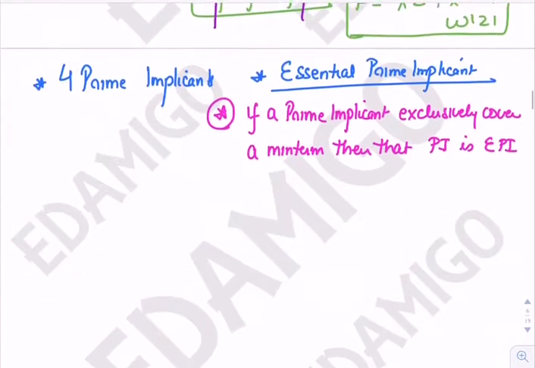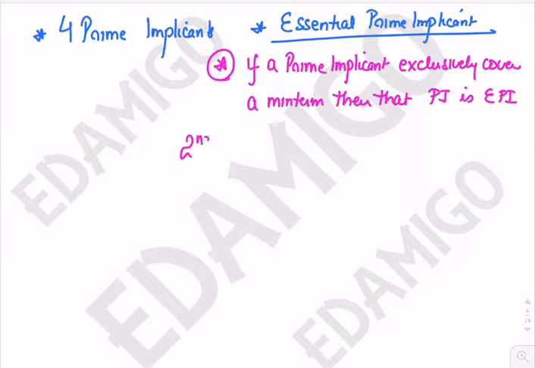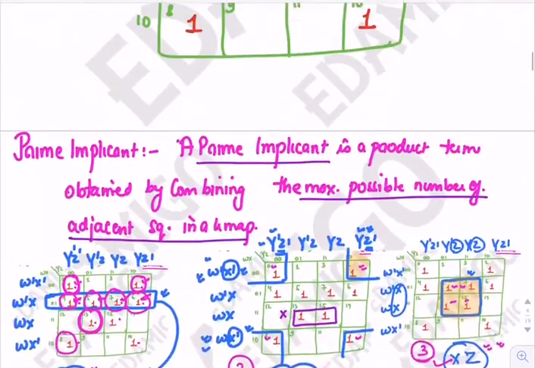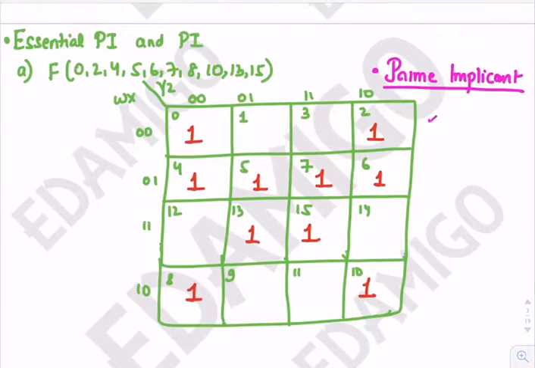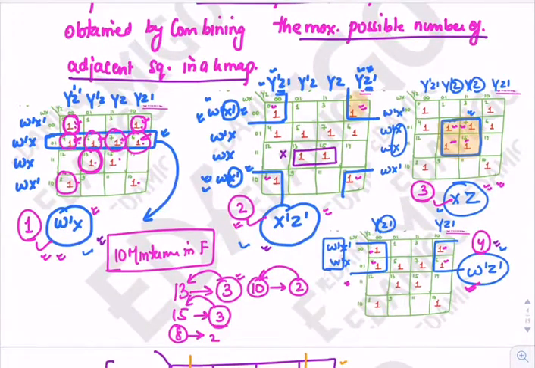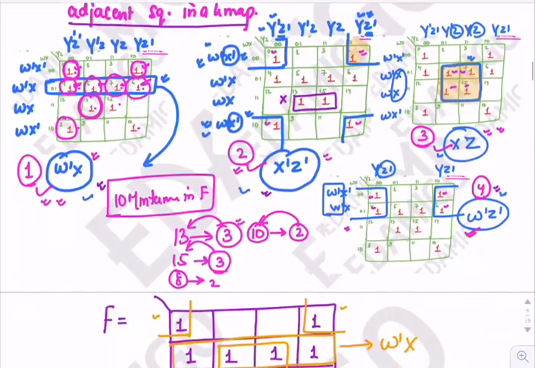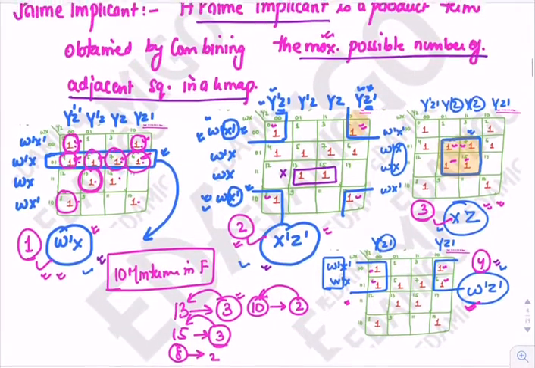So here we can say that second and third are essential prime implicants. Okay, so let me explain once again. We started with marking the K-map of the function f. Then we tried to find out the prime implicants available, by combining the maximum possible number of adjacent squares in the K-map. We got four prime implicants.